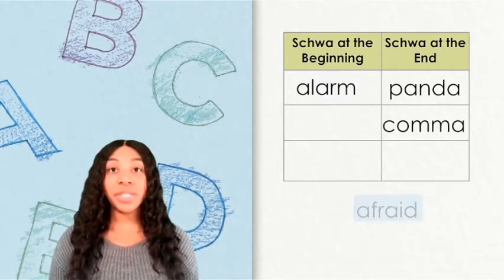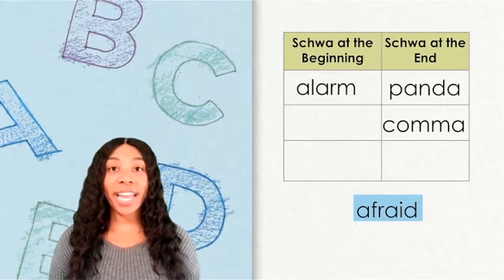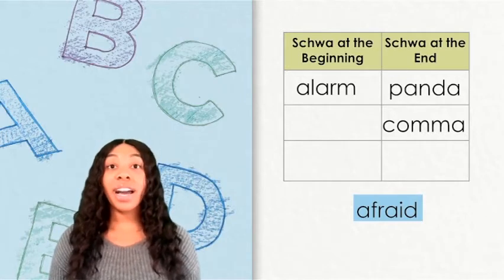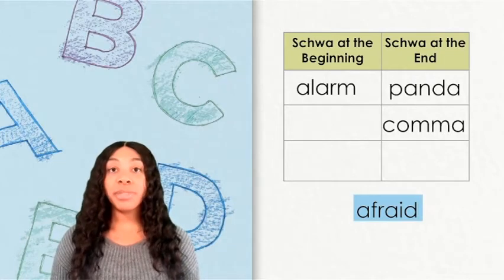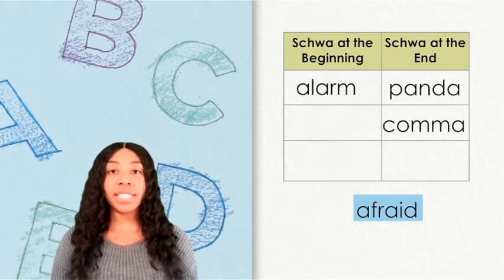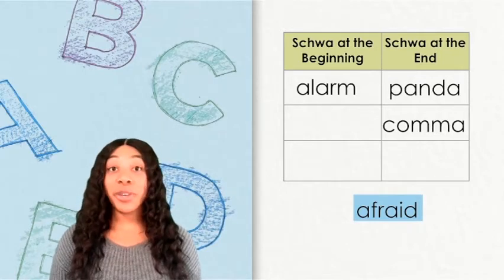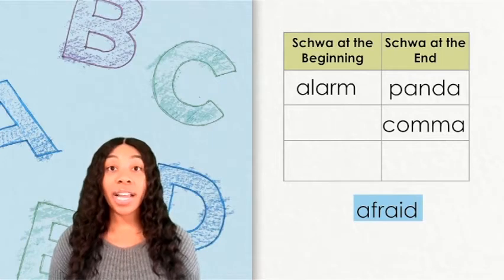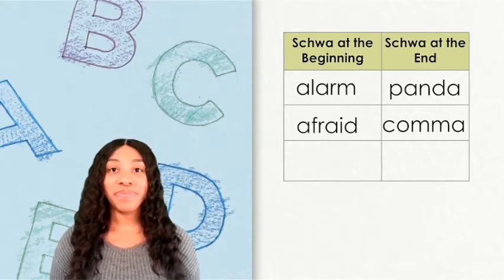Can you read this word? This word is afraid. We hear the sound at the beginning of the word this time. Which column do you think afraid belongs in? If you thought it belongs in the schwa at the beginning column, you are correct.